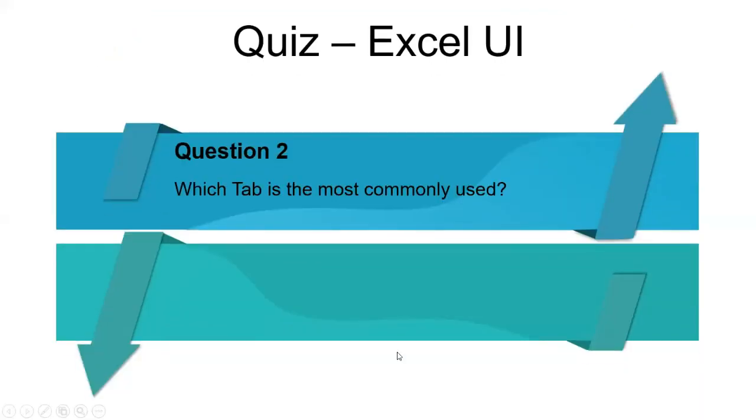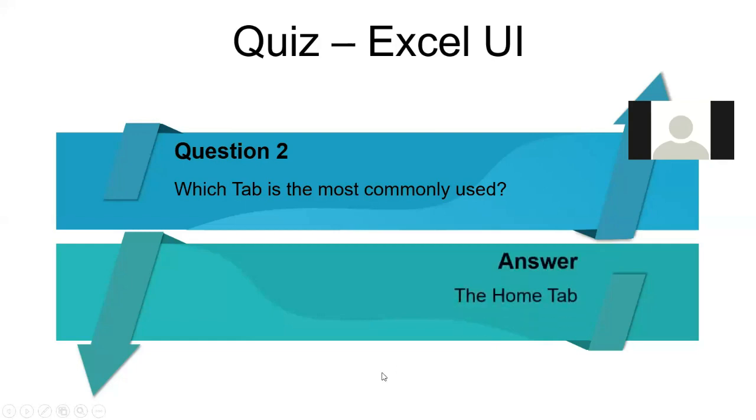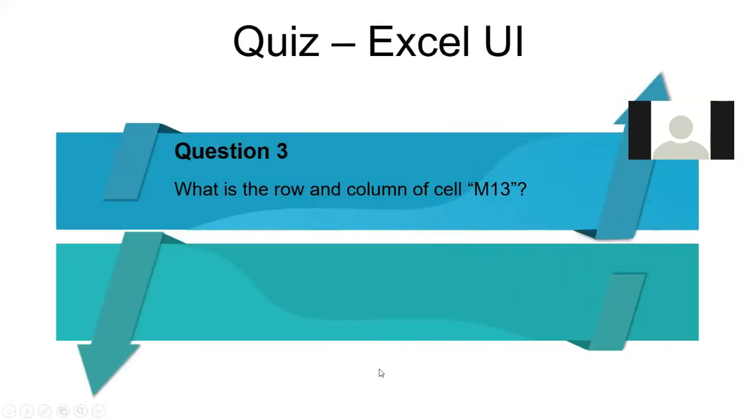So which tab is the most commonly used? It's home. I didn't quite hear you well, but I think you said home. All right, so it's the home tab. Good job. And the third question: what is the row and column of cell M13?